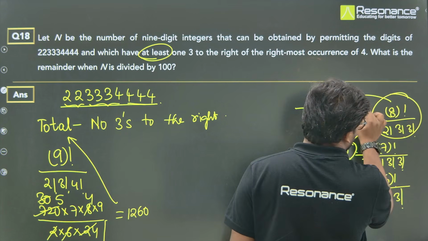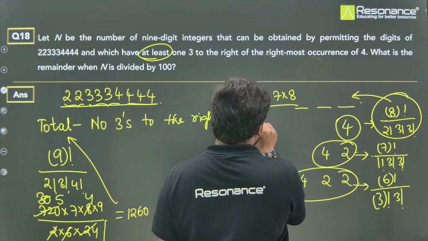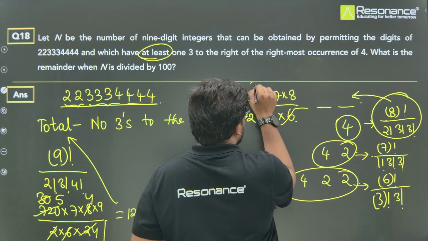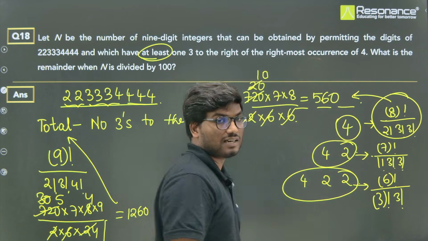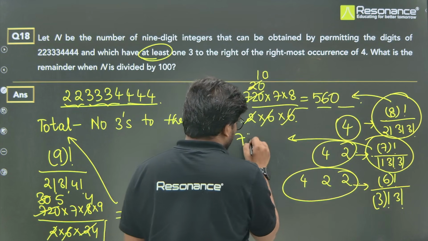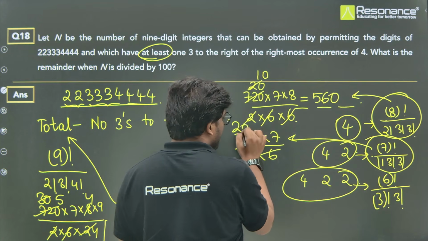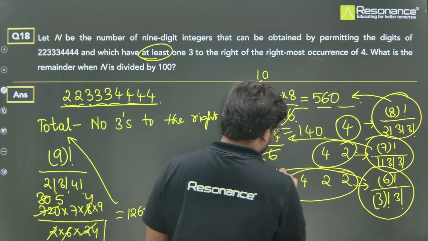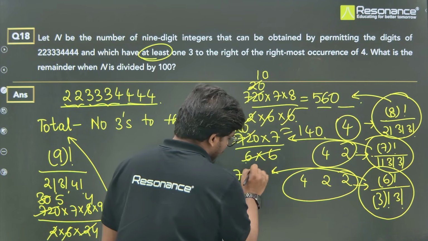So what is this? 8 factorial is 720 into 7 into 8 by 2 into 6 into 6. So 6, 6, 36, 36 and 720, 20, 10. So this is 560. 560 cases here. And the next we have 7 factorial by 6 factorial: 720 into 7 by 6 into 6. 6 into 6 is 36. So 20 into 7 is 140. We have 140 cases here. And from here, 6 factorial is 720, 720 by 6 into 6, so this is 20.